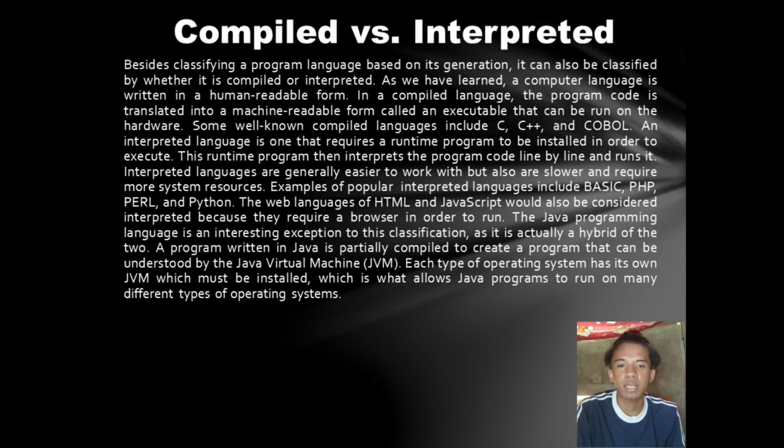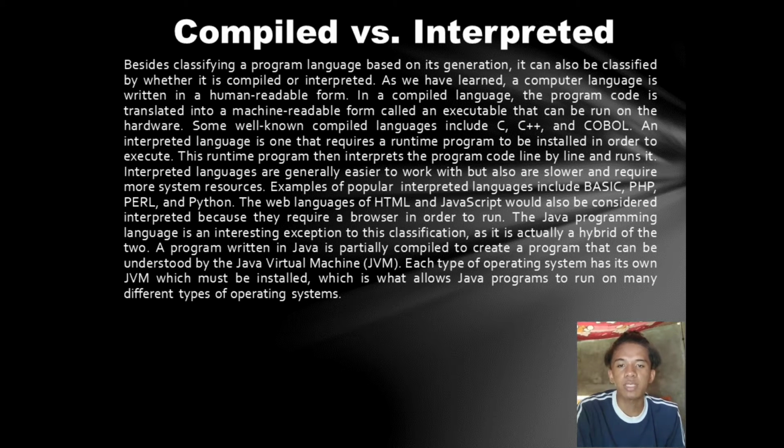An interpreted language is one that requires a runtime program to be installed in order to execute. This runtime program then interprets the program code line by line and runs it. Interpreted languages are generally easier to work with but also are slower and require more system resources. Examples of popular interpreted languages include BASIC, PHP, Perl, and Python.